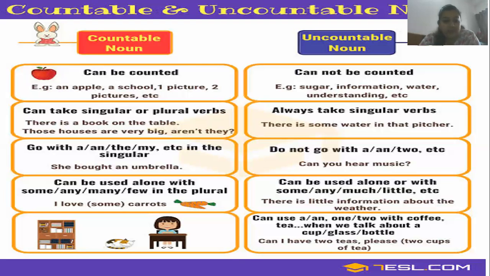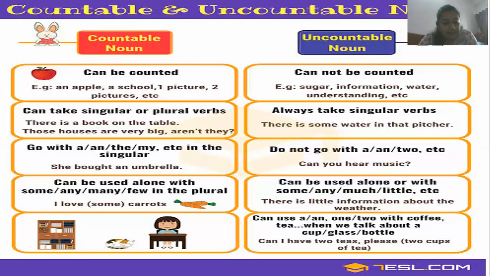Moving further, they go with a, an, the, my, etc. in the singular. यानी कि अगर कोई countable noun singular में है, यानी कि एक बता रहा है as in 1 in number, तो we can use articles a and the, and even the adjective, even the word my before that. For example, it is given, she bought an umbrella. If we take different examples, I had an apple in the breakfast. I can also speak it like this: this is my book.